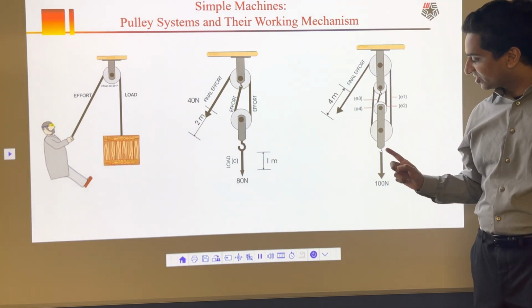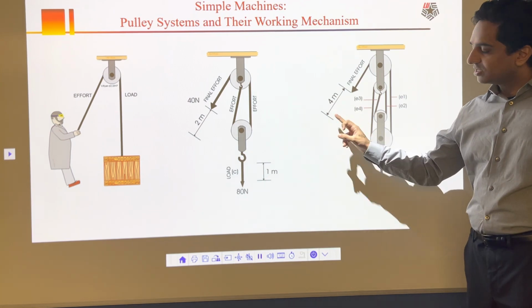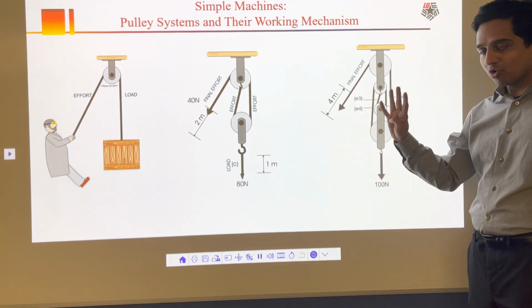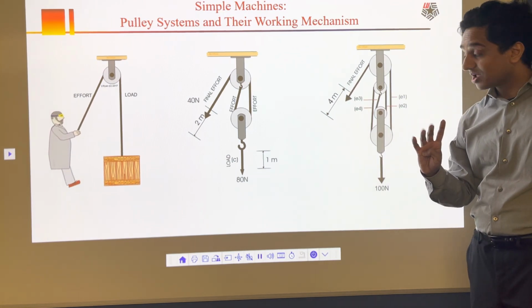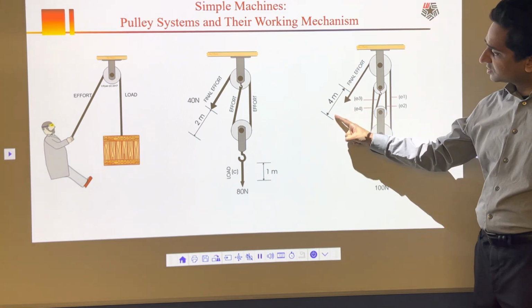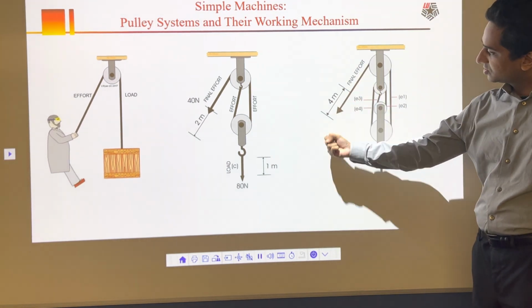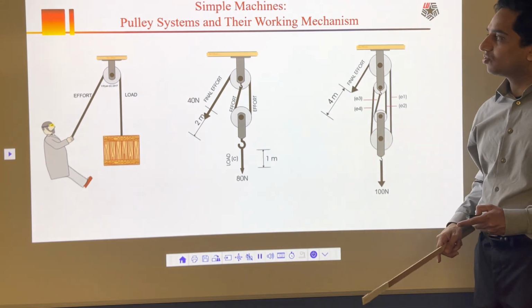My trade-off is distance. This is going upward 1 meter. This is going to go 4 meters. So 4 times more distance. So my mechanical advantage here is 4. But now I'm going to raise, but the distance traveled is also 4 times higher. So it's going to take that much amount of distance. So that's how this pulley system works.